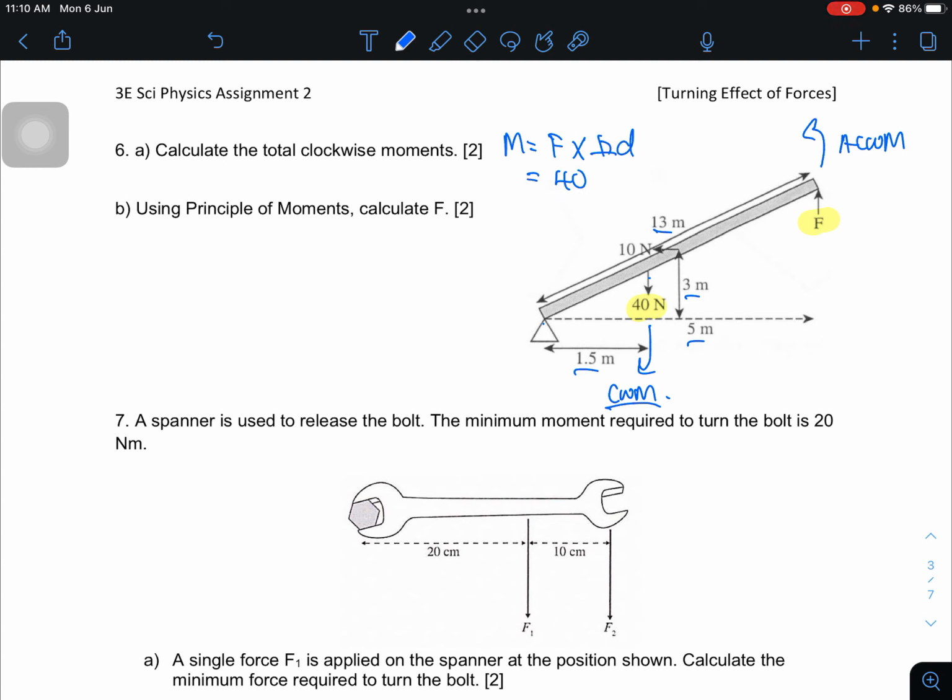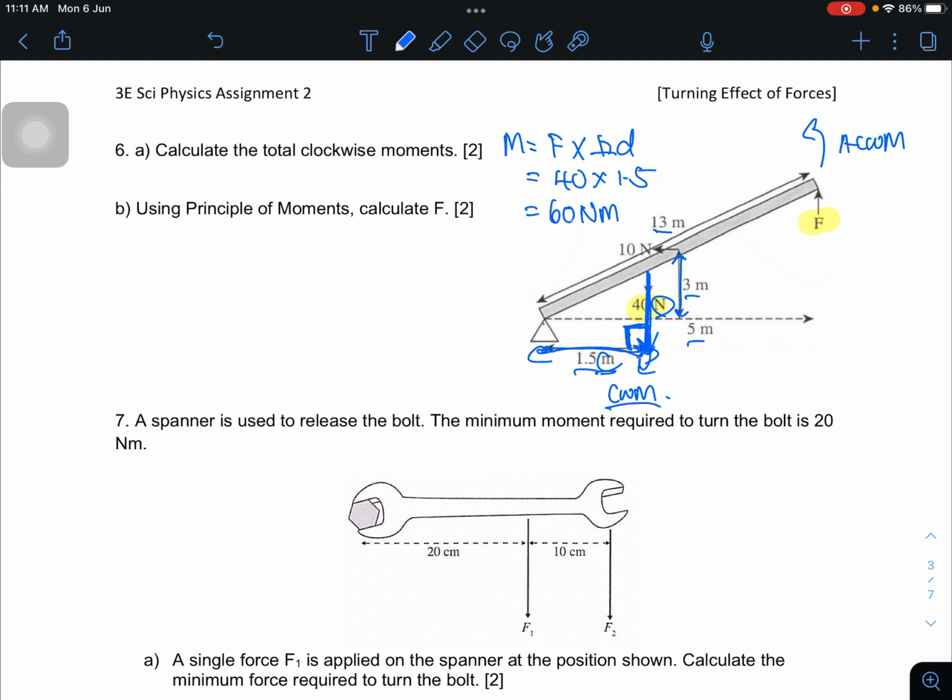Force is very straightforward. I'm given 40 Newton. What is the perpendicular distance? Is it 3 or is it 1.5? We are using the 1.5, because the 40 Newton is acting downwards. Perpendicular to down, which is a vertical direction, is actually the horizontal. So we're looking at 1.5 meter. 40 times 1.5, the answer is 60 Newton meter, because everything is in Newton and meter.